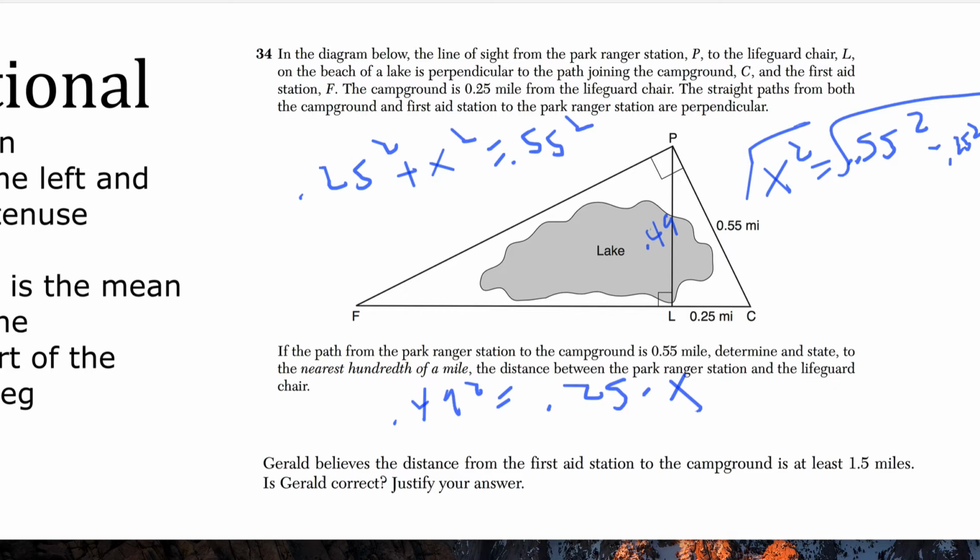Well, isn't the park ranger to the lifeguard just 0.49? Where's the park ranger? Oh, here? To lifeguard, 0.49. Oh, we found it. Okay, fine, good. So you solve for part A, the park ranger to the lifeguard. Now I'm trying to solve for part B. So we're looking for from F to the campsite. What do you get for this one? 0.49 squared divided by 0.25. 0.96. And 0.96 plus 0.25 is less than 1.5. So no, he's incorrect.